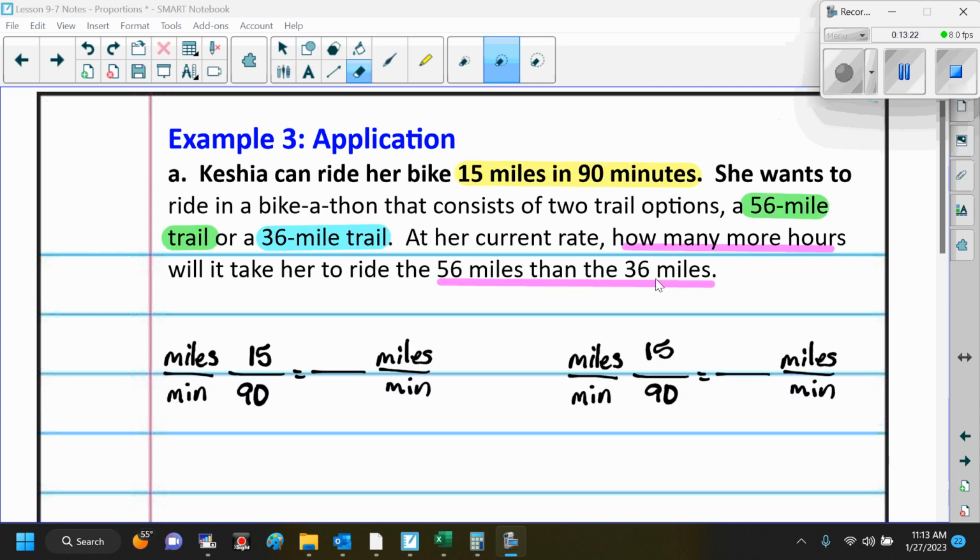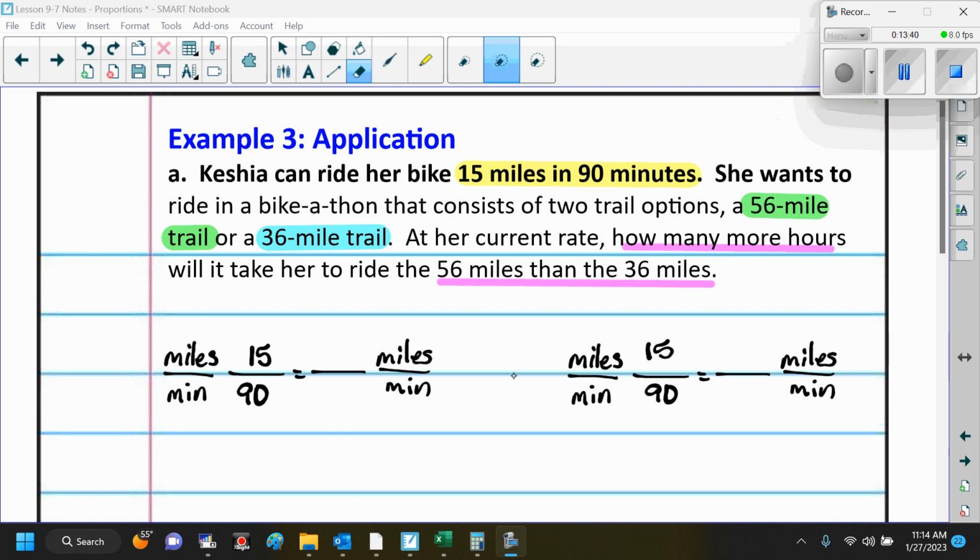So our original ratio for both of them is 15 to 90. I have chosen to use cross multiplication. Is everybody okay with that? Yes. All right. So we have to do 2 different proportions here. So the first one is for the 56-mile trail.